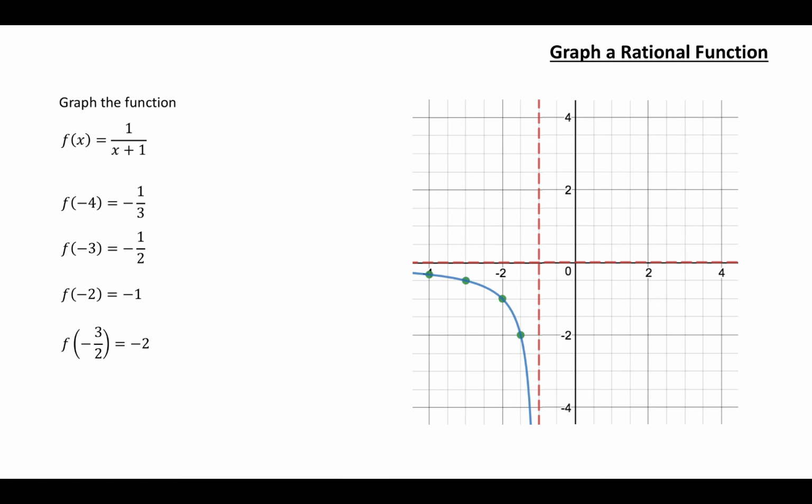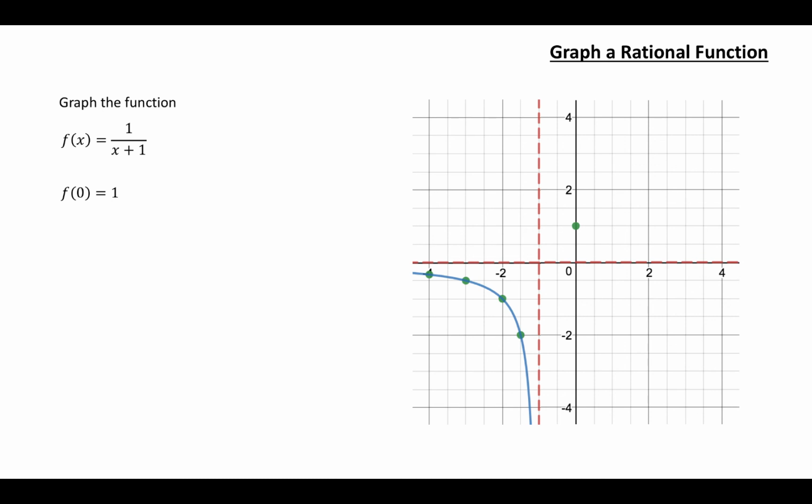Now let's do the same thing for values that are greater than negative 1. f of 0 will be equal to 1, so we will plot the point 0, 1. f of 1 will be equal to 1/2, so we will plot the point 1, 1/2. f of 2 is equal to 1/3, so we will plot the point 2, 1/3. Now we see the same trends on the right side of the vertical asymptote. The graph should infinitely approach the asymptotes, but never actually reach them.